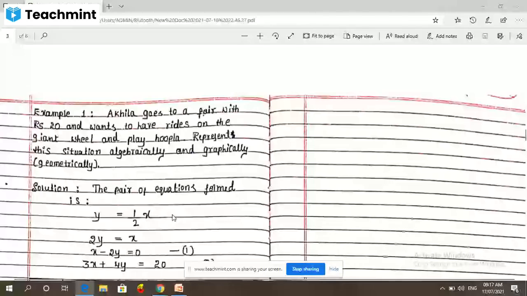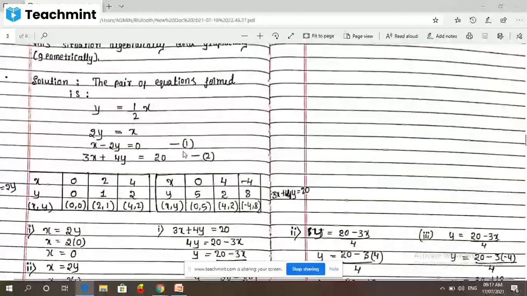Let us transfer this 2 to this side. Then 2 into y is equal to x. Properly arranging this equation, we get x minus 2y is equal to 0. Call this equation number 1. I think you have got the idea of this equation, no? The number of times she played hoopla is half of the number of rides she had on the giant wheel.